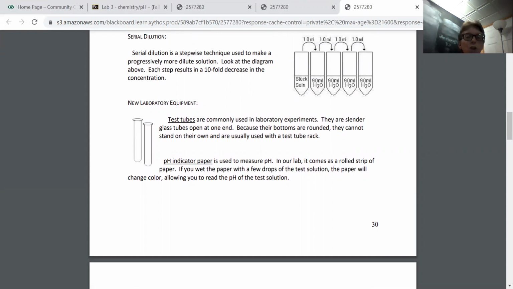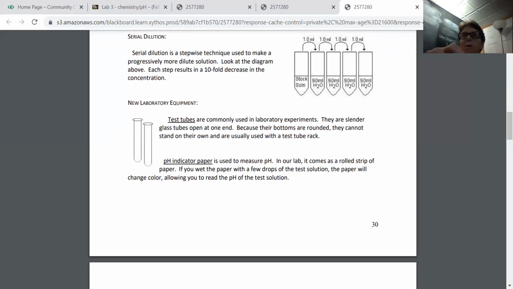The pH would change 1 pH unit with each dilution, right? So each time we dilute it 10-fold, we're going to change the pH by 1 pH unit. So if you start out with a stock solution of 3, you're going to dilute that down. So the pH would actually go up, right? So it's going to become less acidic as you dilute it down.